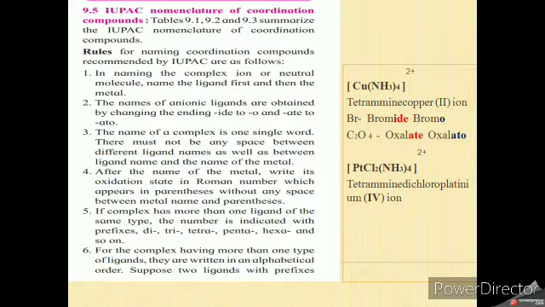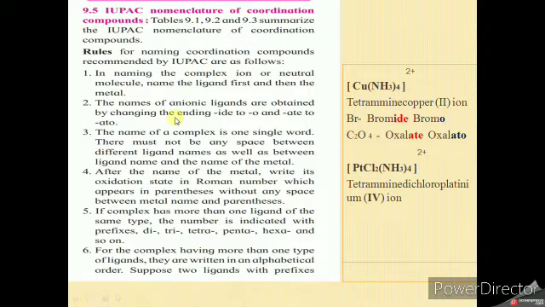So first rule is, in naming the complex ion or neutral molecule, name the ligand first and then the metal ion. For example, [Cu(NH3)4]2+, so it is a complex ion. First you have to write the name of the ligand. Here the ligand is NH3 and they are 4 in number, so 4 can be denoted by tetra. NH3 can be denoted by ammine, so tetraammine, and then the metal copper is mentioned.